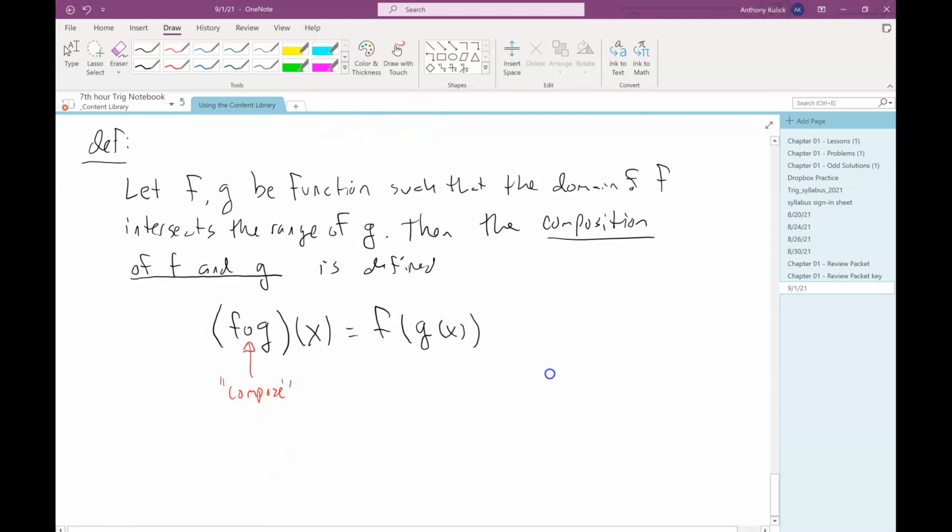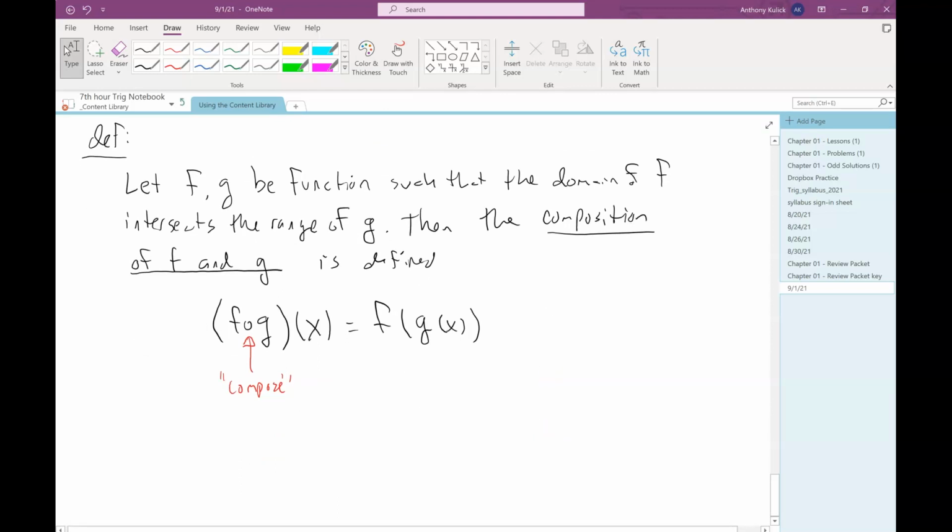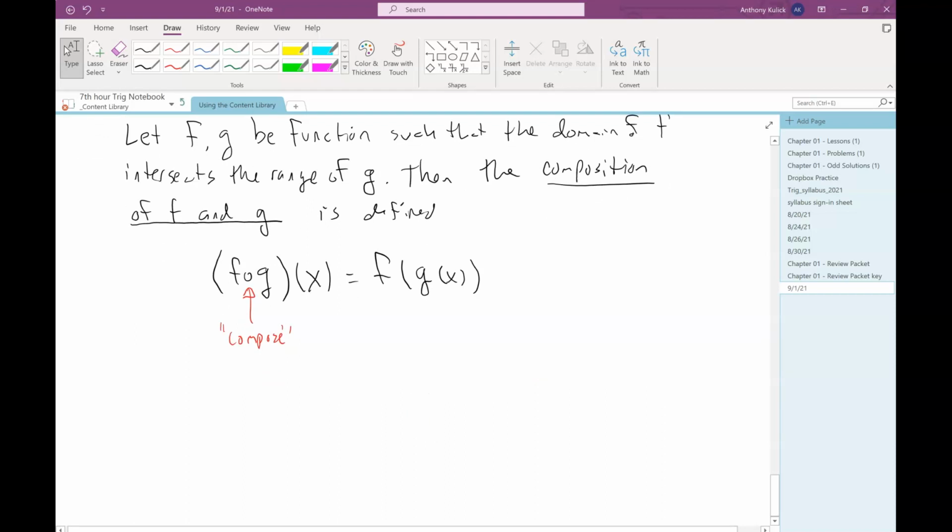And the way we do composition, so f compose g, what it's saying is we're just going to plug the function g into f of x. So let's look at an example, or a couple of examples. Let's say that f is 2x squared minus 3x, and g is negative 3x plus 4.